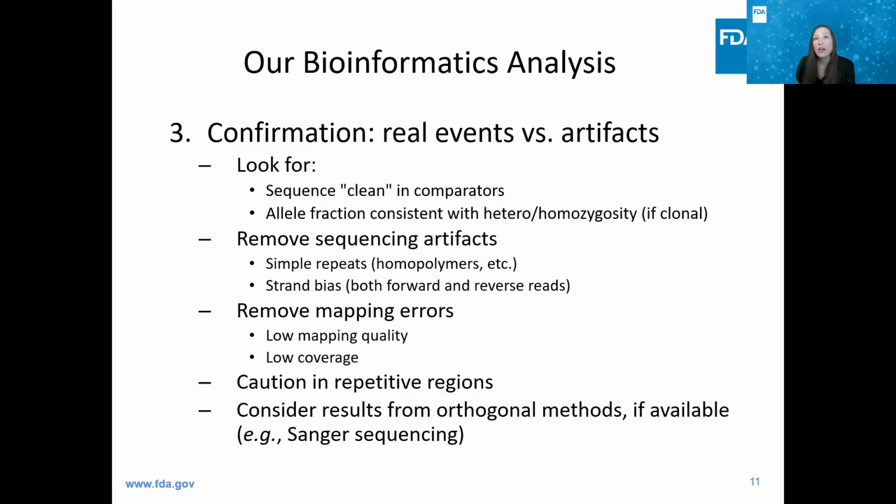We also remove sequencing artifacts due to sequence context, including simple repeats like homopolymers, and we ensure the variant is found without strand bias, meaning that it's present on both the forward and reverse sequencing reads. Additionally, we account for mapping errors, which are identified by low mapping quality and low sequencing coverage. And finally, we exercise caution in repetitive regions, and we consider results from orthogonal methods provided by the sponsor, if available. A common orthogonal method is Sanger sequencing of specific regions of interest.